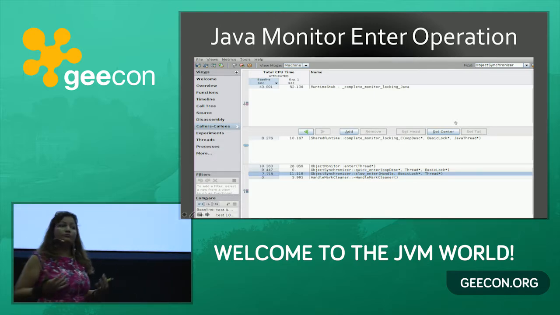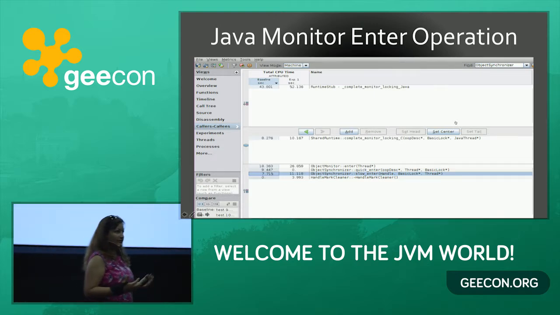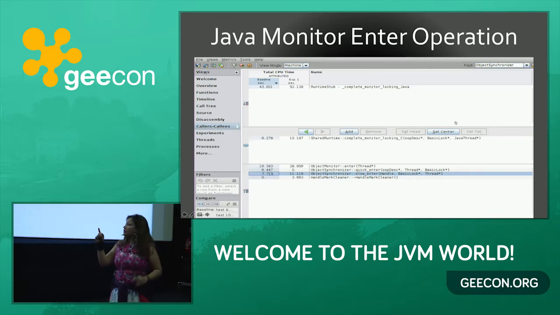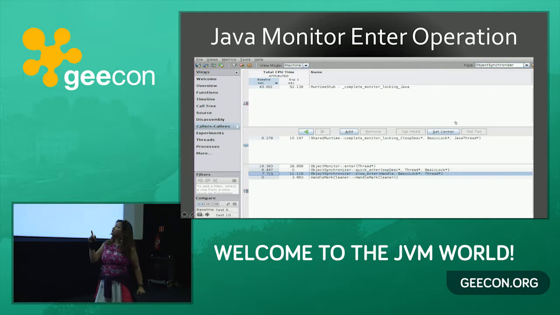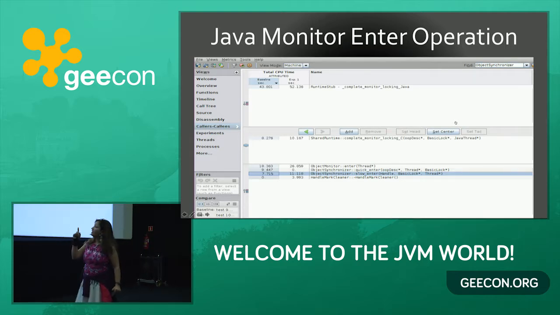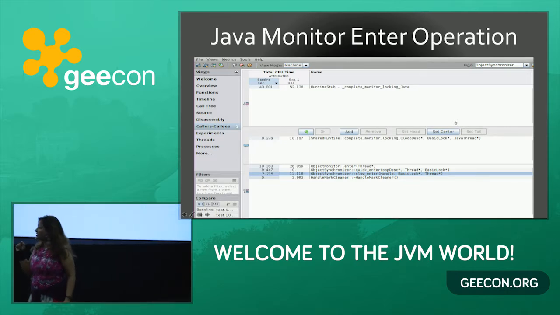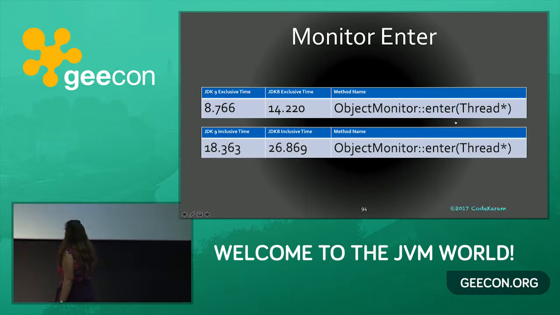So I want to be able to measure it consistently. I should be able to get these numbers every time I'm measuring. So I get 7.715 seconds for JDK 9 and 11.118 seconds for JDK 8. So these are the observations.